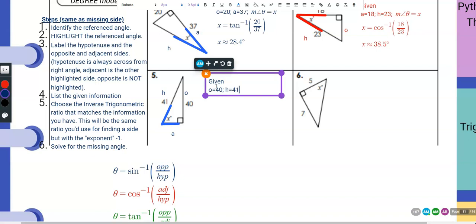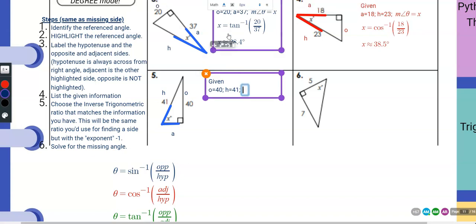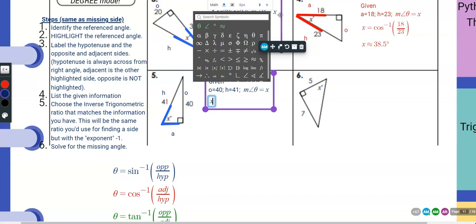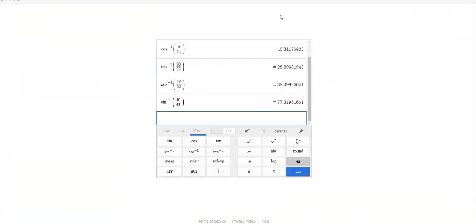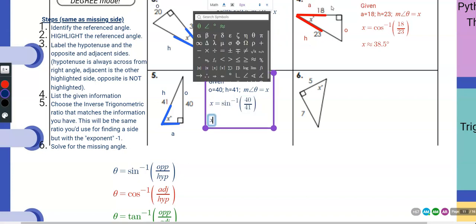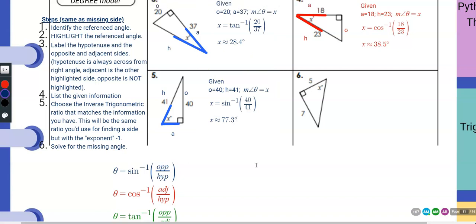H is 41, and the measure of angle theta is unknown. We have opposite, we have hypotenuse, opposite and hypotenuse. So x will be equal to the inverse sine of 40 over 41. And we get 77.31. So we're going to say that x is approximately 77.3. And remember, on GoFormative or on the classwork, you don't have to put x.